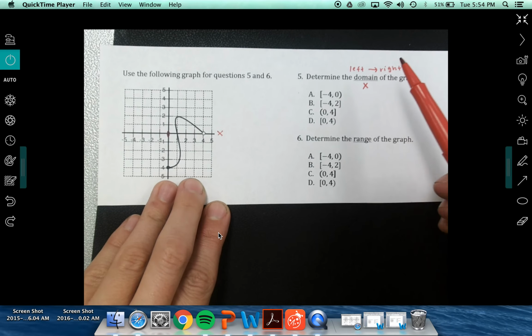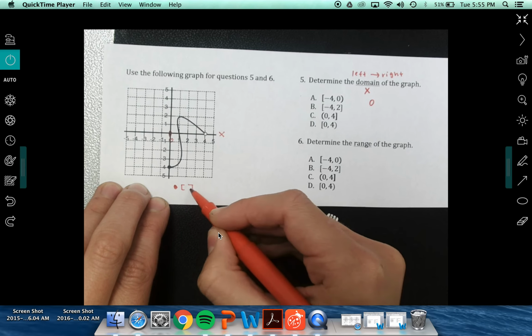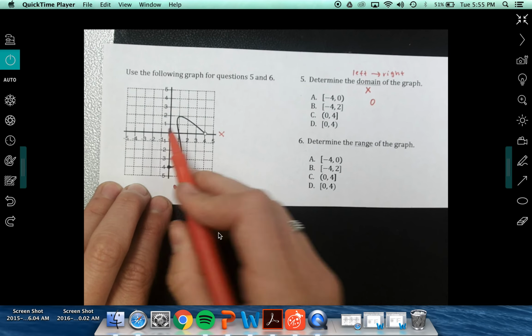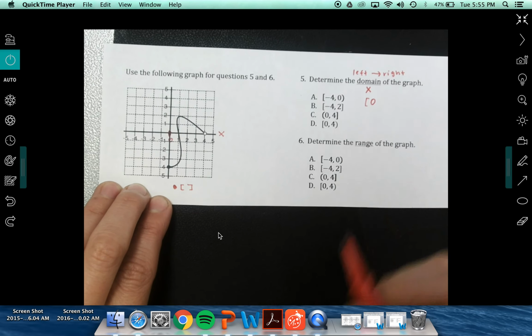So looking at this weird little squiggly line here, it reaches as far left on my x-axis right here as 0. Okay, so on the left, this line starts, the furthest left it goes is 0, okay, and it's got a filled-in dot. Remember, a filled-in dot means brackets. Okay, so at 0, I have a bracket, and so I got my left value.